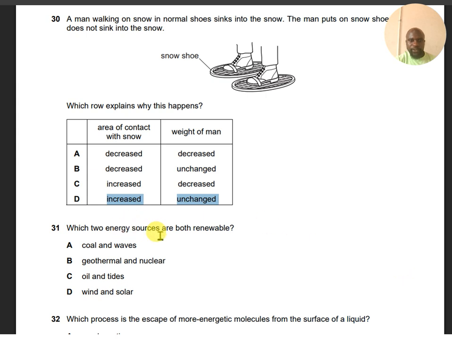Which two energy sources are both renewable? We need renewable energy sources. Let us check coal. Coal is not renewable, so it becomes incorrect. Geothermal and nuclear, nuclear is non-renewable. Oil and tides, oil is non-renewable. Wind and solar, these are both renewable. They are always renewable. So the correct answer on number 31 is D.